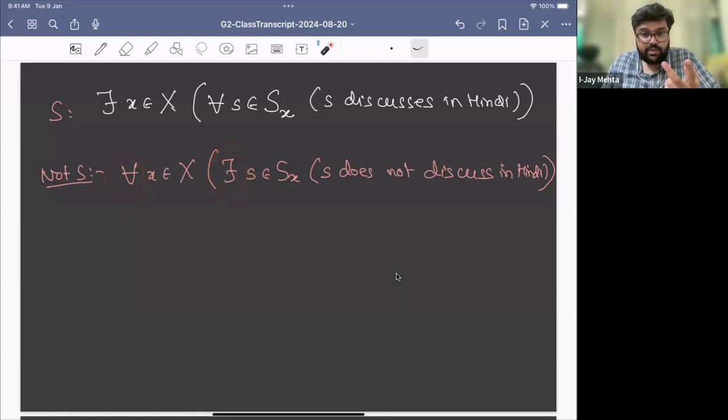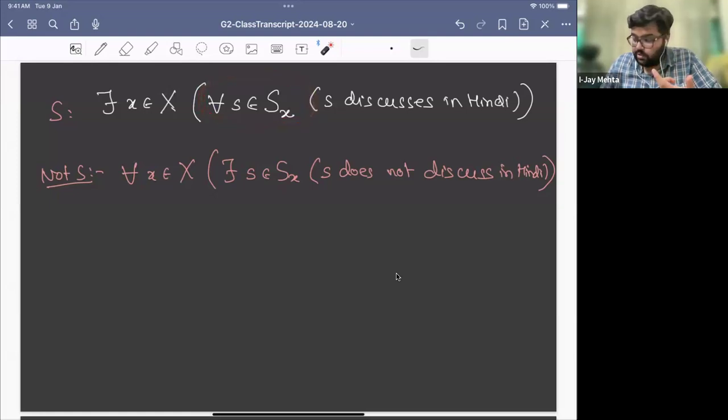In English, there are many ways. Yes, we discussed yesterday there are many ways. All students are discussing in Hindi. Another way of speaking is no student is speaking in Hindi. There is no student who is discussing in Hindi. Okay, there is no student. But again, the quantifier is what? Right. So for negation we use this quantifier.